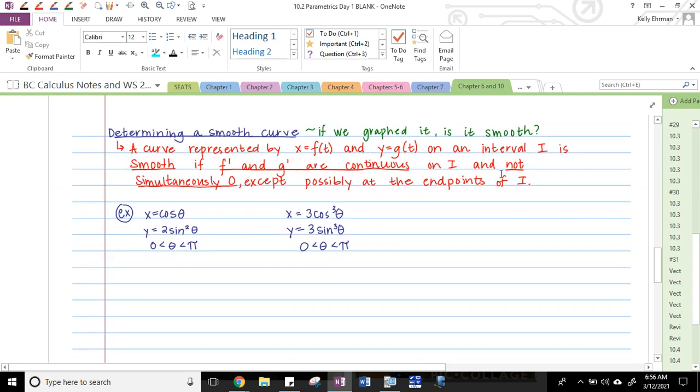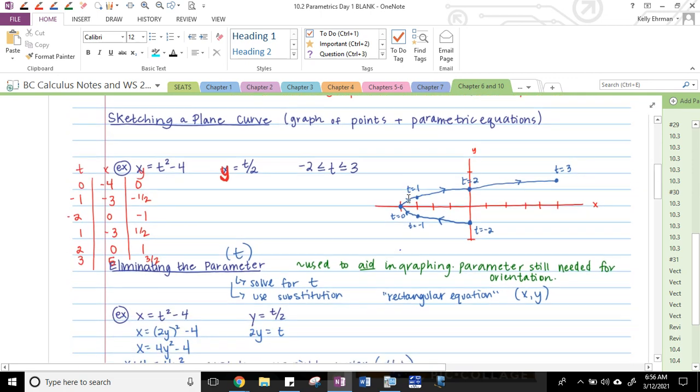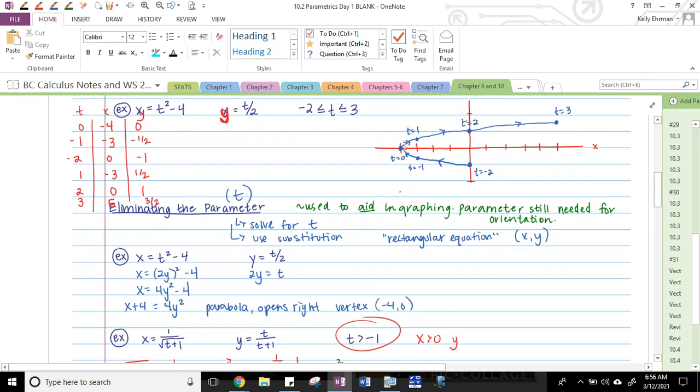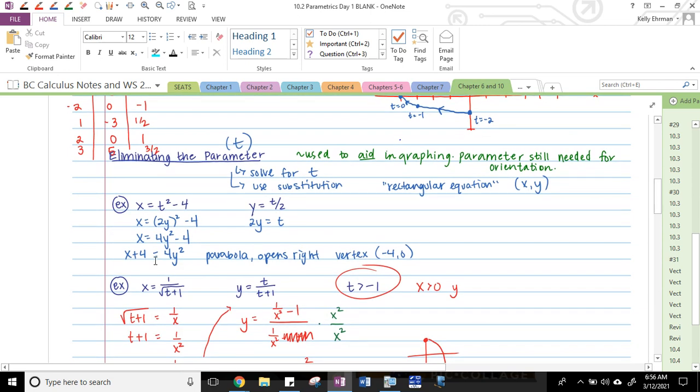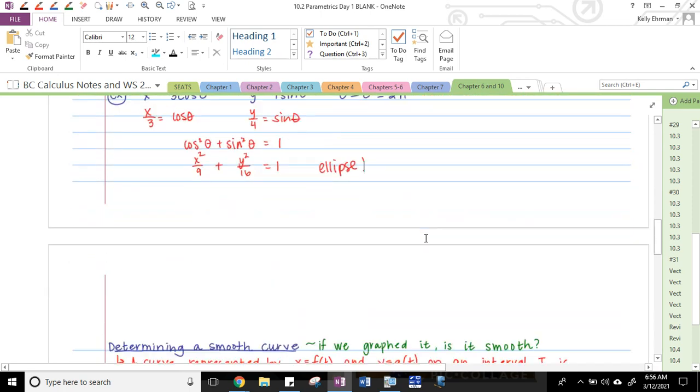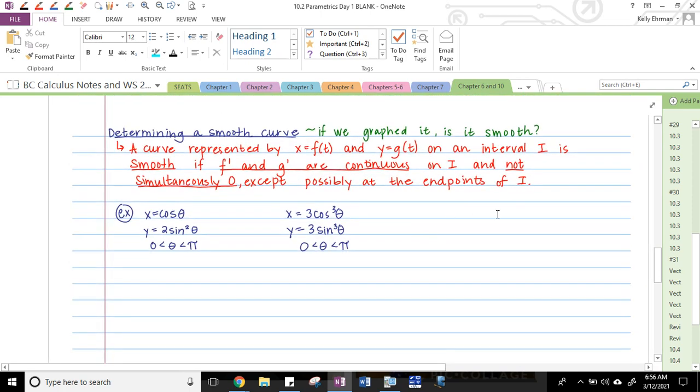Okay, last idea for today. How do we determine if we have a smooth curve? So like we just graphed this one and just kind of assumed that this was a nice smooth curve here. We verified it with a rectangular equation. I know that x plus 4 equals 4y squared is a smooth sideways opening parabola. What if it's not that obvious? So if we graphed it, is it smooth? So smooth, remember, means no sharp turns.